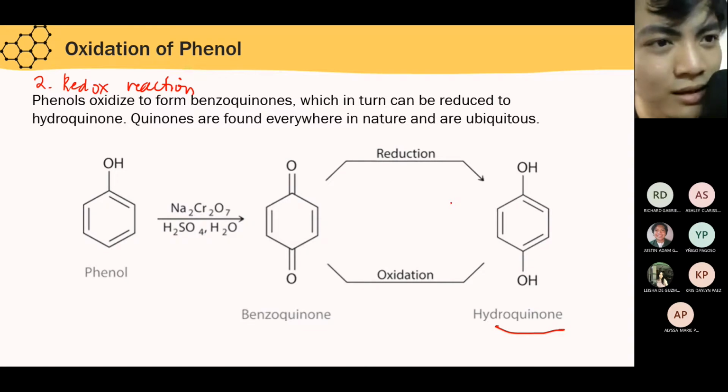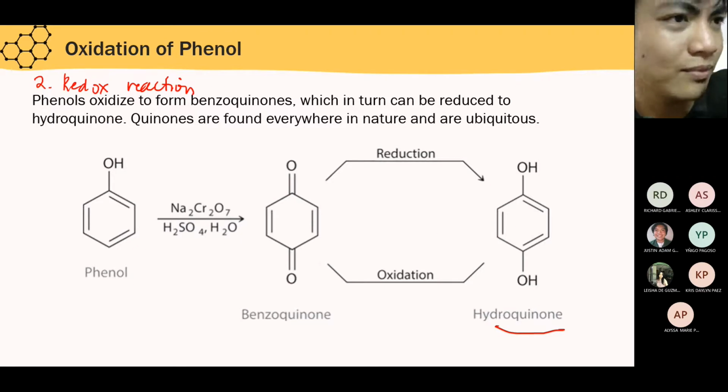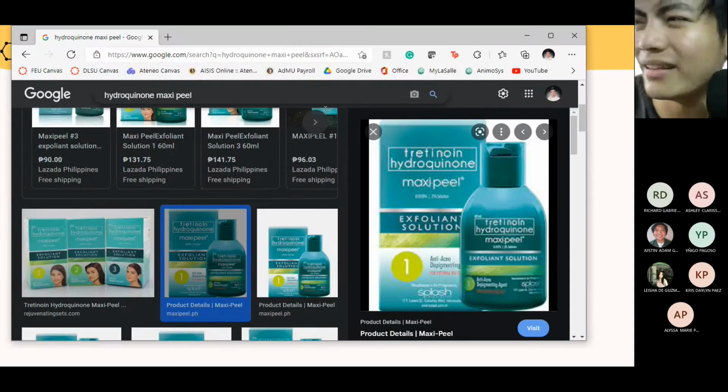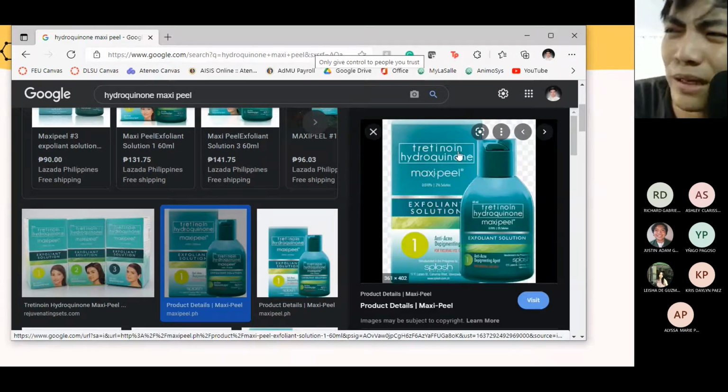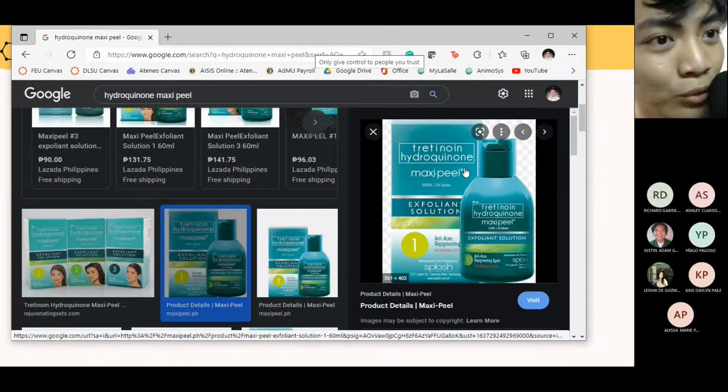So, ano yung kinalaman nito sa Maxipil? Sa Maxipil, kung meron kayo dyan ngayon, tignan nyo yung likod. Nakalagay doon, hydroquinone. Kung gusto nyo ipakita, sa Google tayo. Hydroquinone in Maxipil. Ayan. May hydroquinone siya. Ayan. So, basahin natin. Tretinoin, yan yung antibacterial. Hydroquinone, yan yung pampaputi, no?